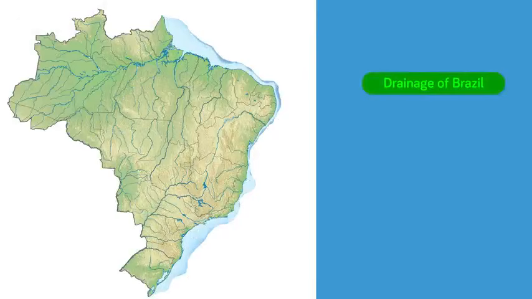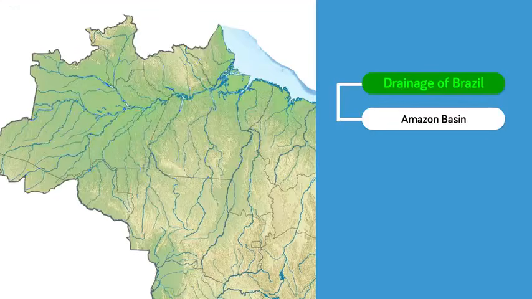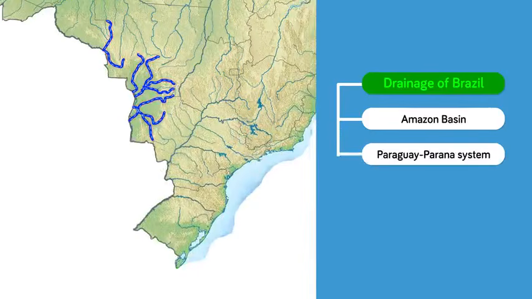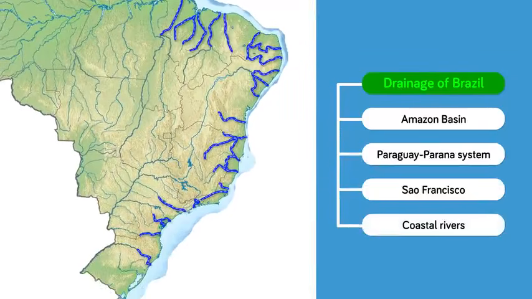Drainage of Brazil. The drainage in Brazil is classified into 4 divisions. There are 3 major river basins and coastal rivers. The 4 divisions include 1. Amazon Basin, 2. Paraguay-Parana system, 3. São Francisco, 4. Coastal rivers.